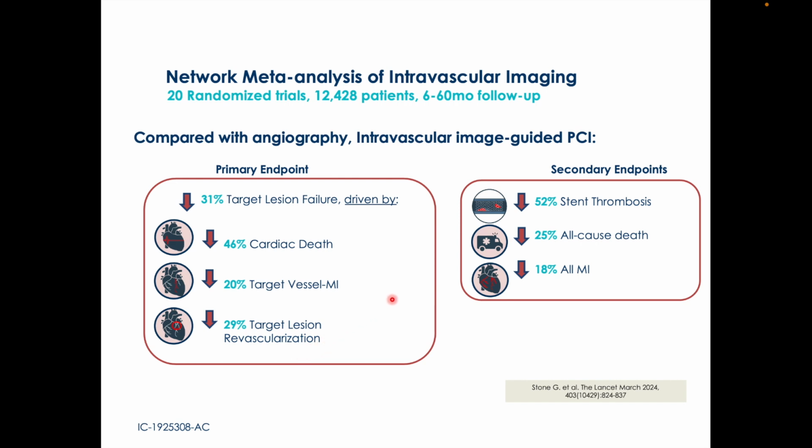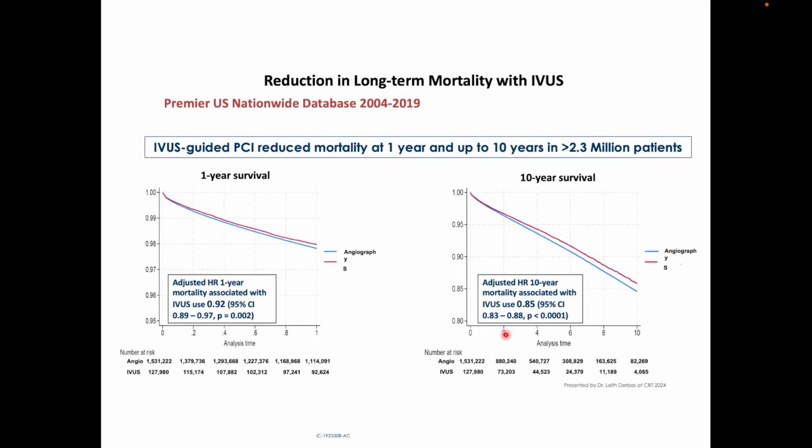And in terms of secondary endpoints, IVUS led to a 52% reduction in stent thrombosis, a 25% reduction in all-cause death, and an 18% reduction in all-cause MIs. The reduction in long-term mortality with IVUS has also been shown. The Premier US nationwide database from 2004 to 2019 has shown that IVUS-guided PCI reduced mortality at 1 year and up to 10 years consistently in more than 2.3 million patients.